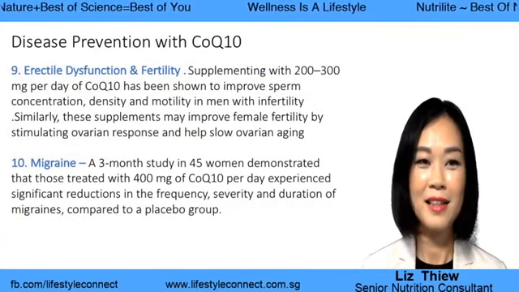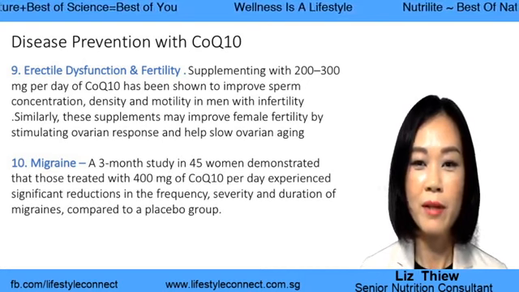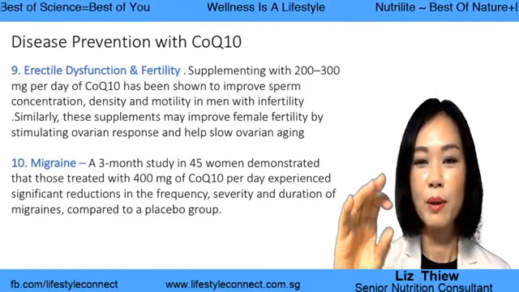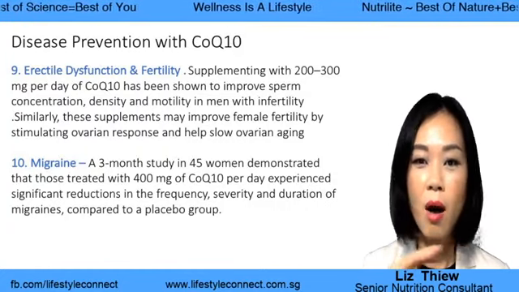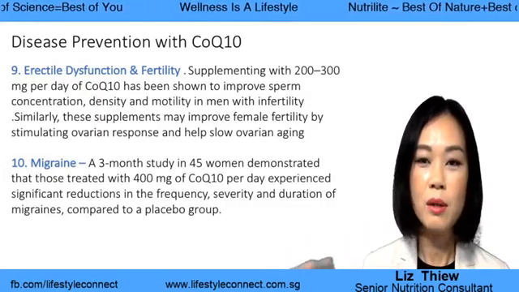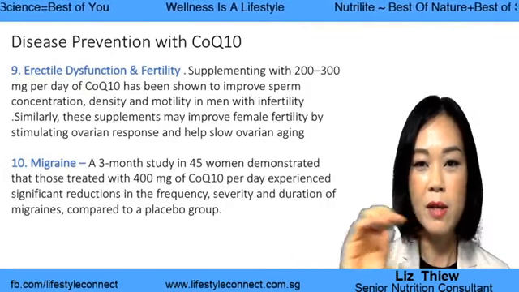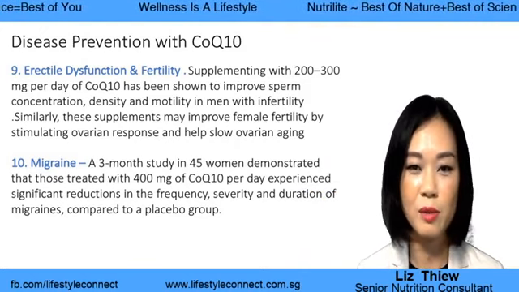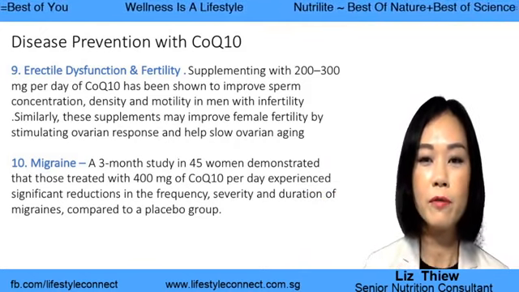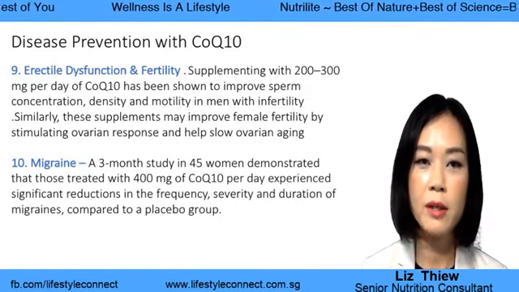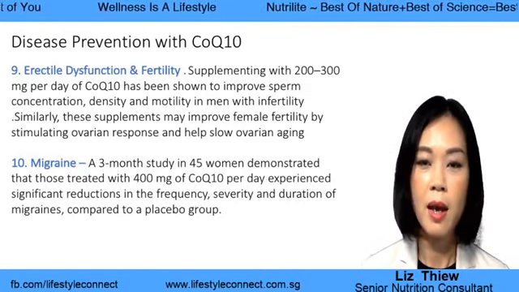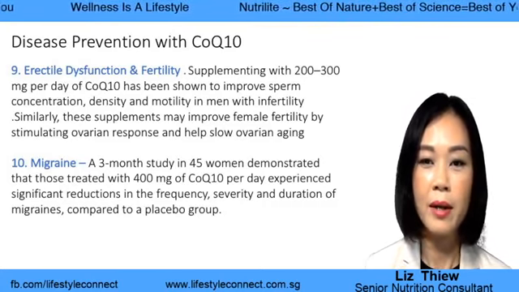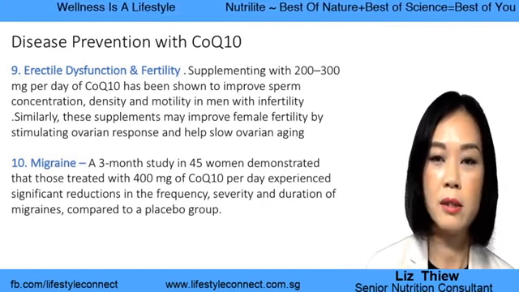And number nine, erectile dysfunction. Erectile dysfunction has to do with blood vessel blockage, because it's all about blood flow. So if you have some blood vessel blockage in some part of your body, it will cause erectile dysfunction as well. So anything that helps with blood flow helps with erectile dysfunction, including coenzyme Q10. And of course, coenzyme Q10 helps with muscles as well. So all of these help with erectile dysfunction.